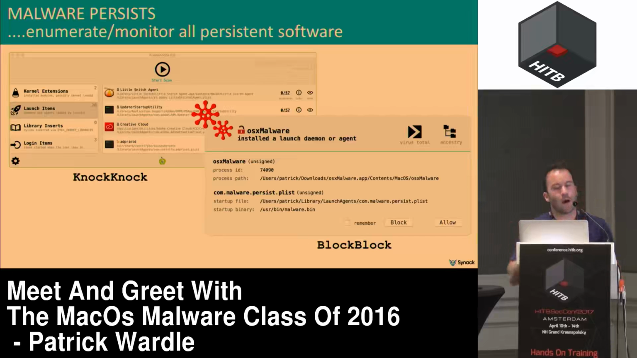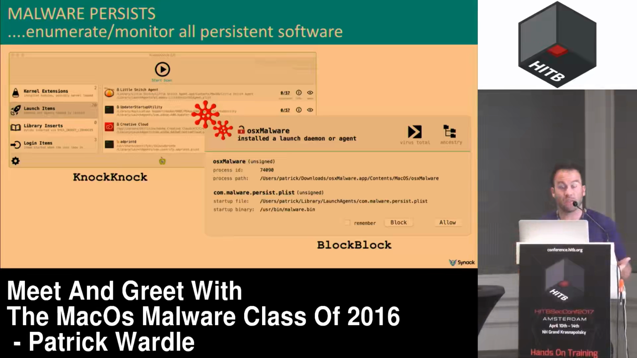Now, it doesn't say what is malware versus not, but that's up to you to say, hey, look, this is an unsigned launch agent that I don't recognize, and then take a closer look at it. The second free tool I wrote is called BlockBlock, and what it does is it actually monitors these persistence locations. And anytime something goes to persist itself, you get a pop-up. So it's kind of like a firewall for persistence locations.